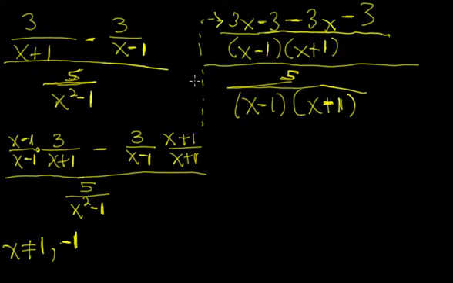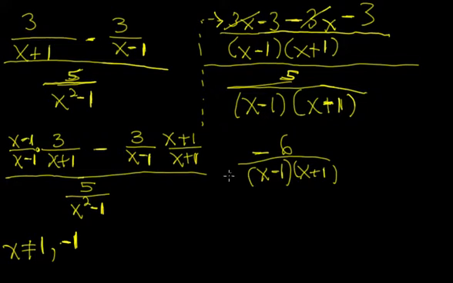So now I'm going to gather my like terms here. So 3x minus 3x is 0. These two. And negative 3 minus 3 is negative 6. So I get negative 6 over x minus 1, x plus 1, all over 5 over x minus 1, x plus 1.